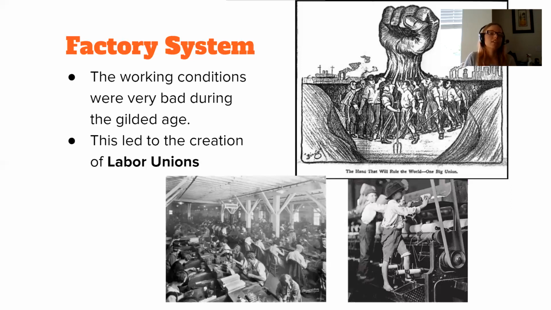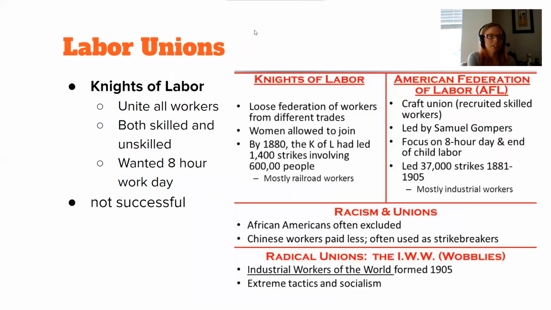So what eventually is going to happen to fix these problems is that workers will unite. They will come together. See, like that fist in that political cartoon, that means power, power to the people, in this case, power to the workers, that they're going to come together to try to improve their situation. And when workers do that, that's called a labor union. Labor for workers, union, you come together.